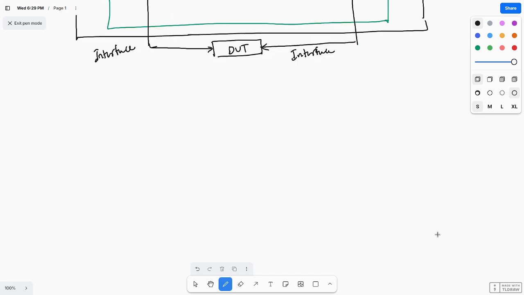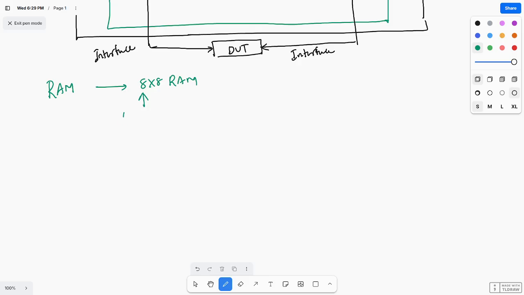Here, I'm trying to explain the testbench with respect to a RAM. We already saw the RAM in Verilog, no? So the RAM, if you see, this is an 8 cross 8 RAM. So 8 cross 8 RAM means what?